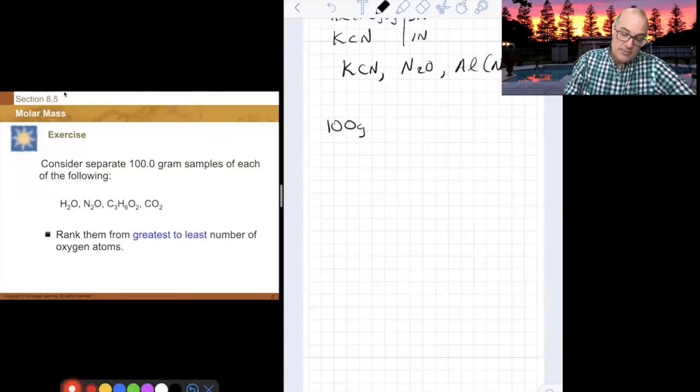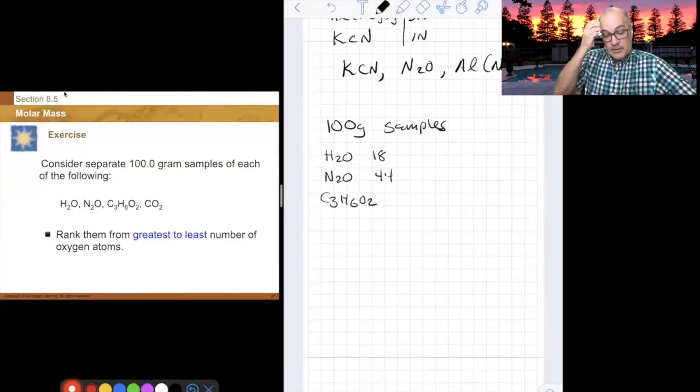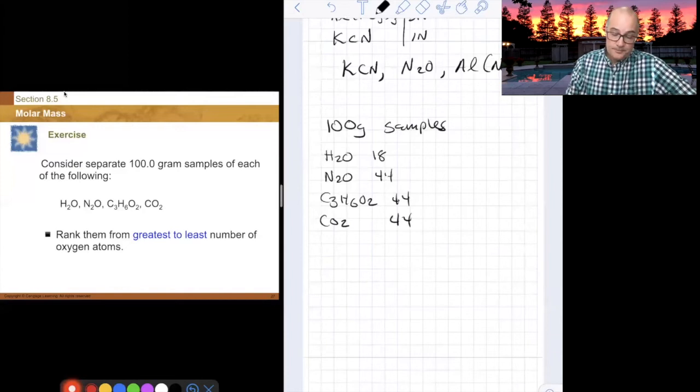I'm going to have 100 gram samples of H2O. Molar mass is about 18. N2O, the molar mass is about 44. C3H6O2 also has a molar mass of 44. And CO2, which also has a molar mass of 44. So if we have 100 gram samples here, let me do a sample calculation for 2 of these so we can see the pattern.